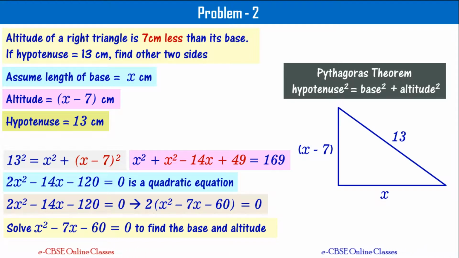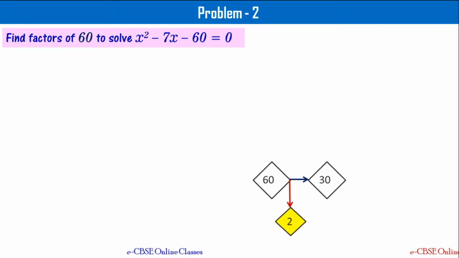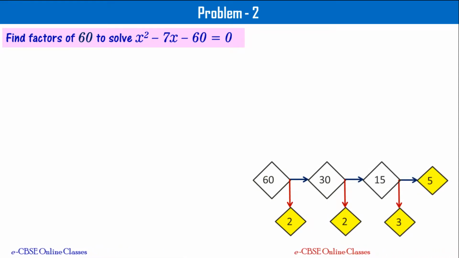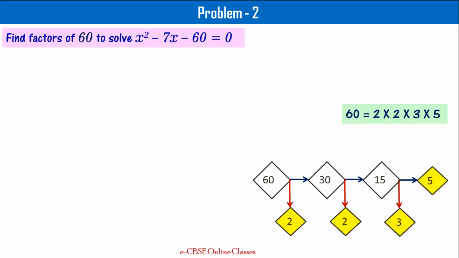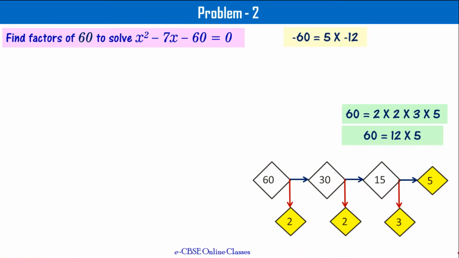Please take a note of that. Let's do that by finding factors of 60. 60 can be written as 2 times 30. 30 can be written as 2 times 15. 15 can be written as 3 times 5, right? So 60 factors, we can write it like 2 into 2 into 3 into 5. This can be rearranged and written as 12 times 5, right? So minus 60 can be written as 5 times minus 12. And their sum is equal to minus 7. It is exactly meeting our requirement.